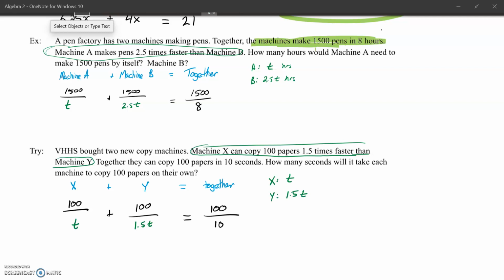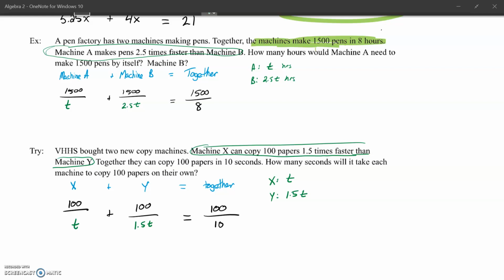So here's how our setup should be. Again, my numerator now is 100 because that's the number of pieces of paper that are being copied. The denominator together is 10 because it takes 10 seconds together. I'm going to have T as the amount of time for copier X and 1.5T for copier Y, because copier X is faster. So that's going to be the lesser amount of time.